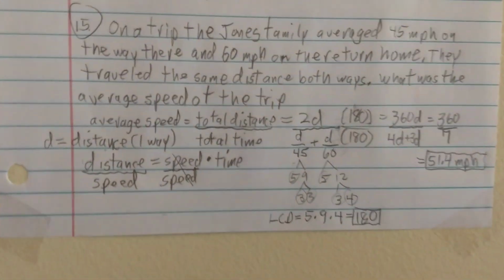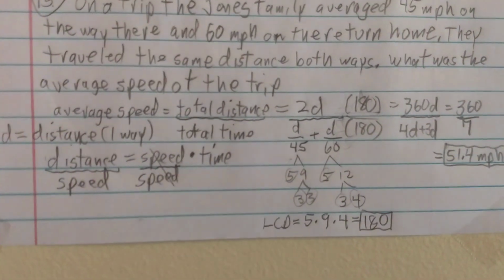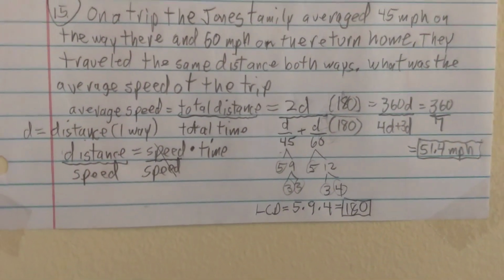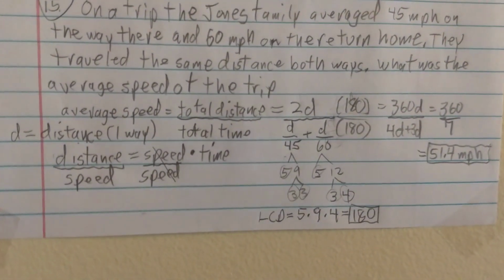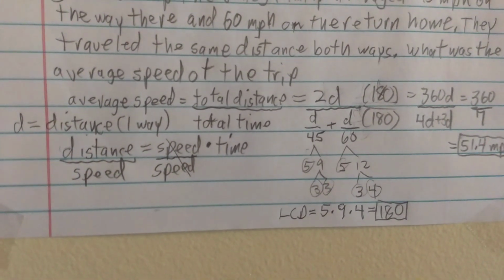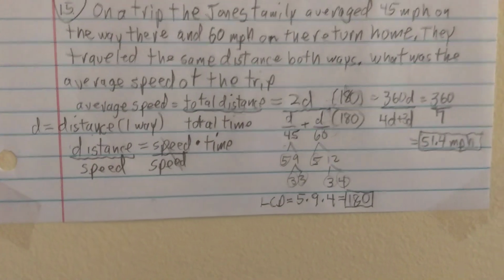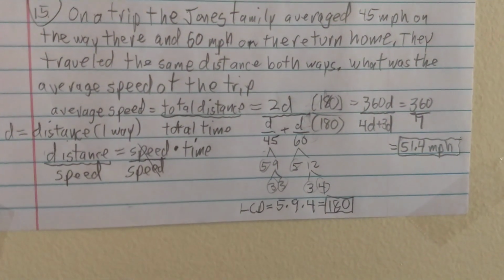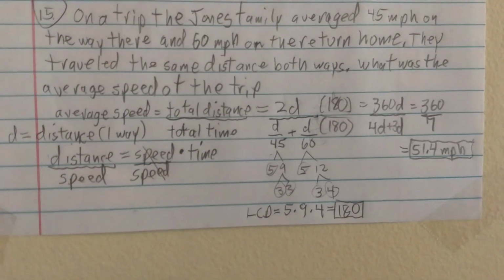Now on 15, on a trip, the Jones family averaged 45 miles per hour on the way up and 60 miles per hour on the way back. They traveled the same distance both ways. What was the average speed of the trip? Well, average speed is total distance over total time. So the total distance is there and back again, or like the Hobbit book, 2d: d up and d back.